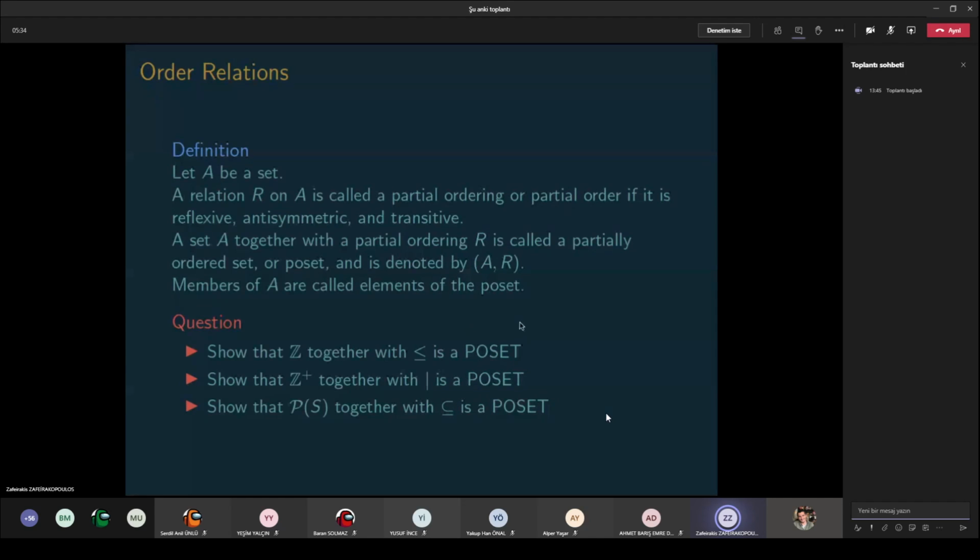So these are posets. Are there questions about the definition of poset? You have to ask questions if you don't understand. And also, if you cannot hear me, you have to tell me. There is no way for me to know that you cannot hear me. Kadir, is there a question?